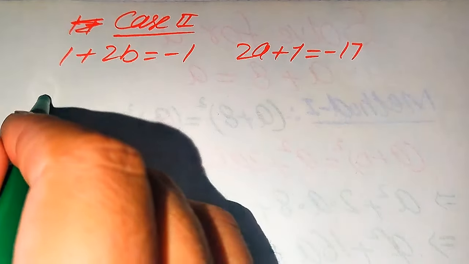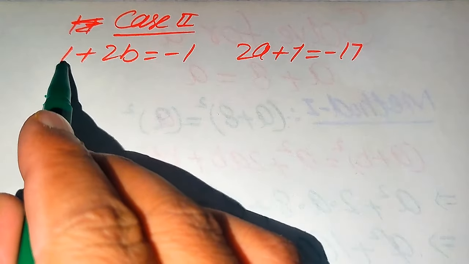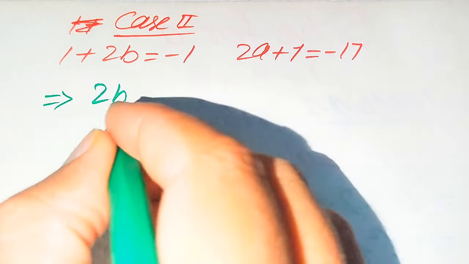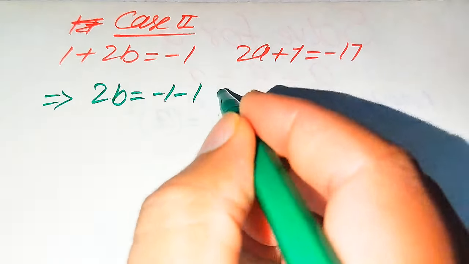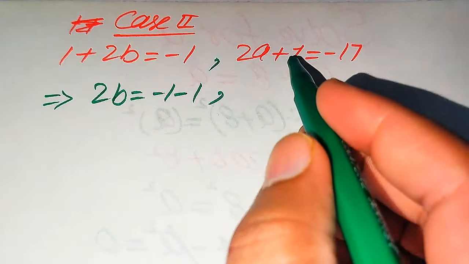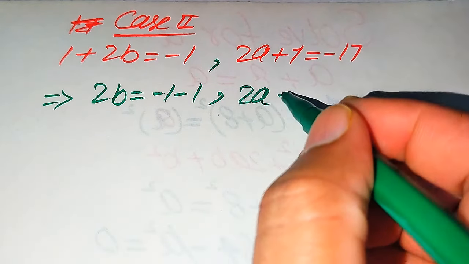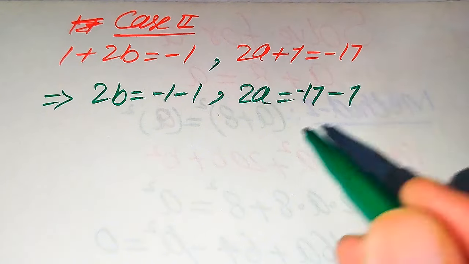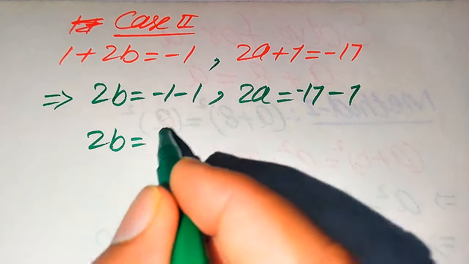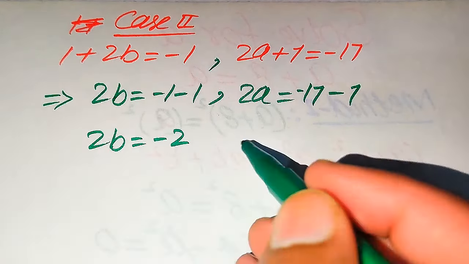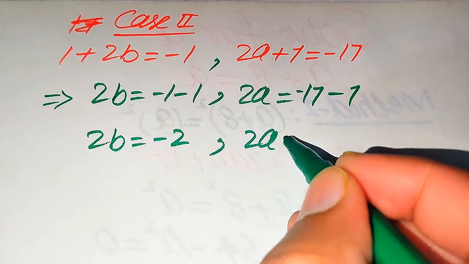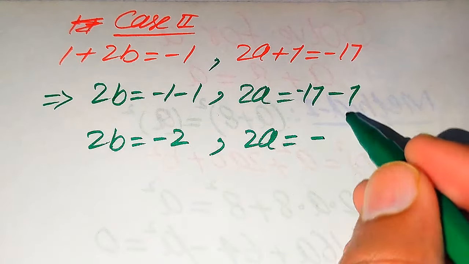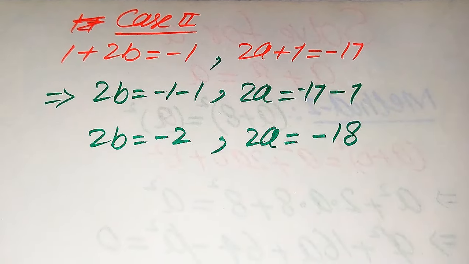So in order to find the value of b, we move this +1 to the right hand side, and it becomes 2b is equal to -1 -1. On this side we move +1 to the right hand side, and it becomes -17 -1. So we get 2b is equal to -2, and 2a is equal to -18.